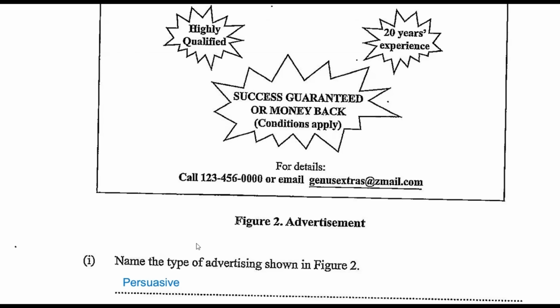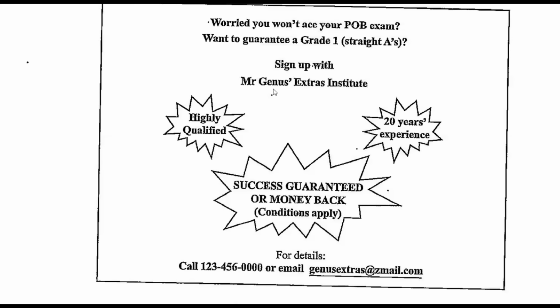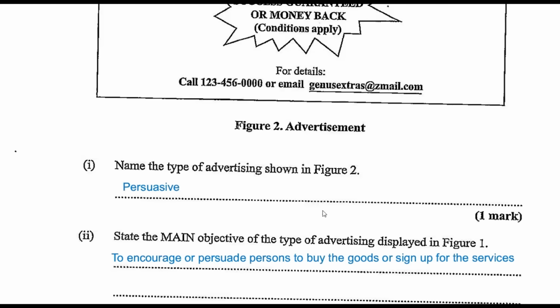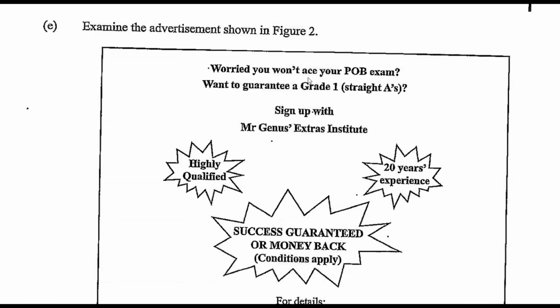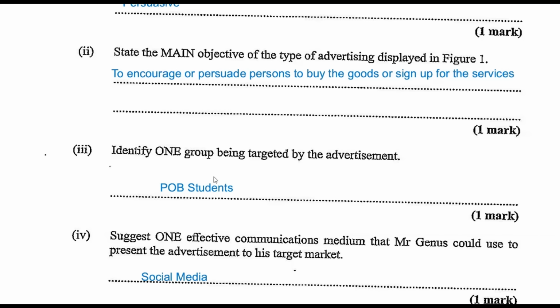Why? Well, remember, it's actually persuading persons to call him up because he's saying that they will be guaranteed their success. It's very much persuasive, encouraging. The main objective of this type of advertisement is to encourage or persuade persons to buy the goods or sign up for the services being offered. Great. Now identify one group being targeted. Well, he's definitely targeting students, and more specifically POB students, as you guys are seeing there at the top. So one group being targeted will be POB students.